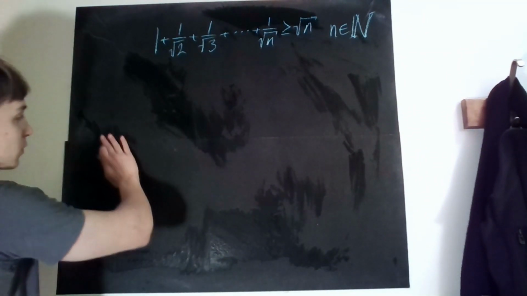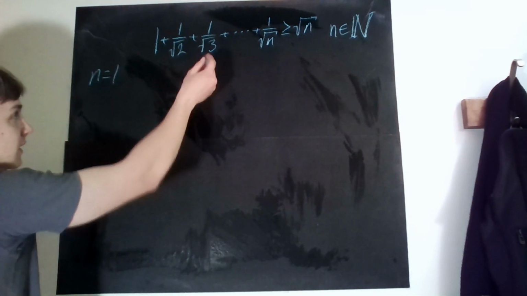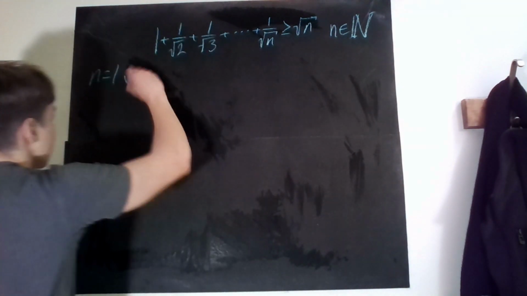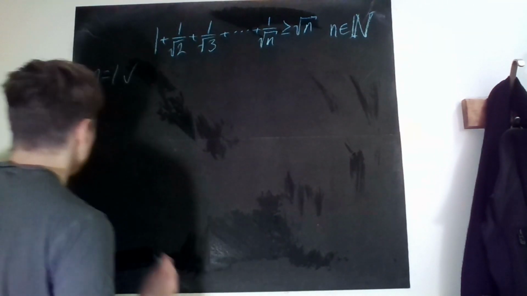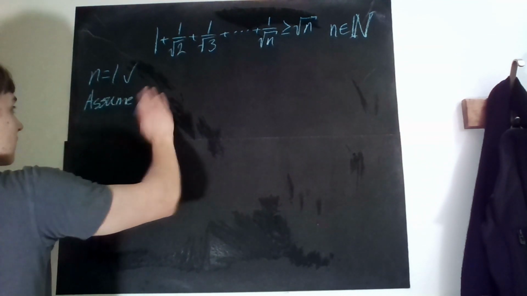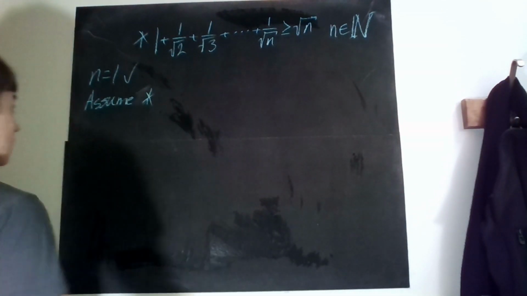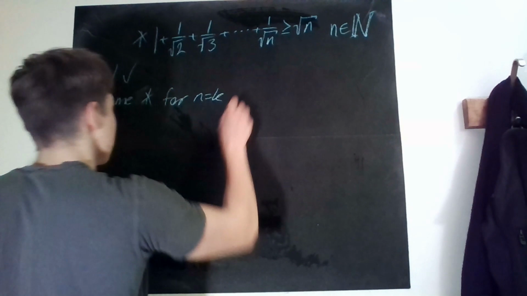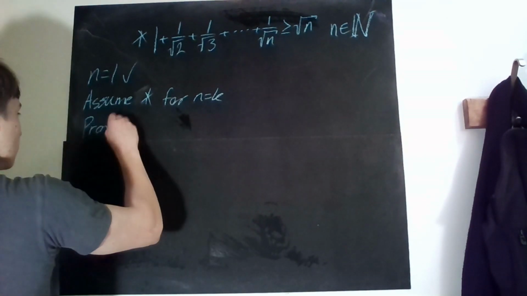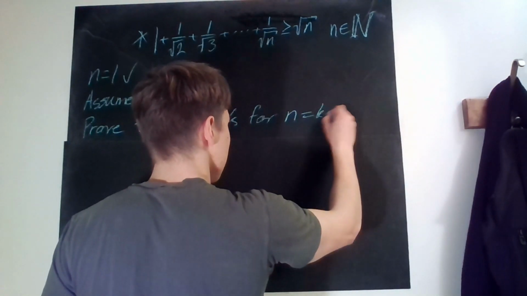So firstly, we prove for a specific case, for the smallest case, n is equal to 1. Then it's just 1 is less than or equal to 1. That obviously works. So therefore, for our induction assumption, I can just call this equation star. So we just assume star for n is equal to k, and now for the induction step we have to prove that star holds for when n is equal to k plus 1.